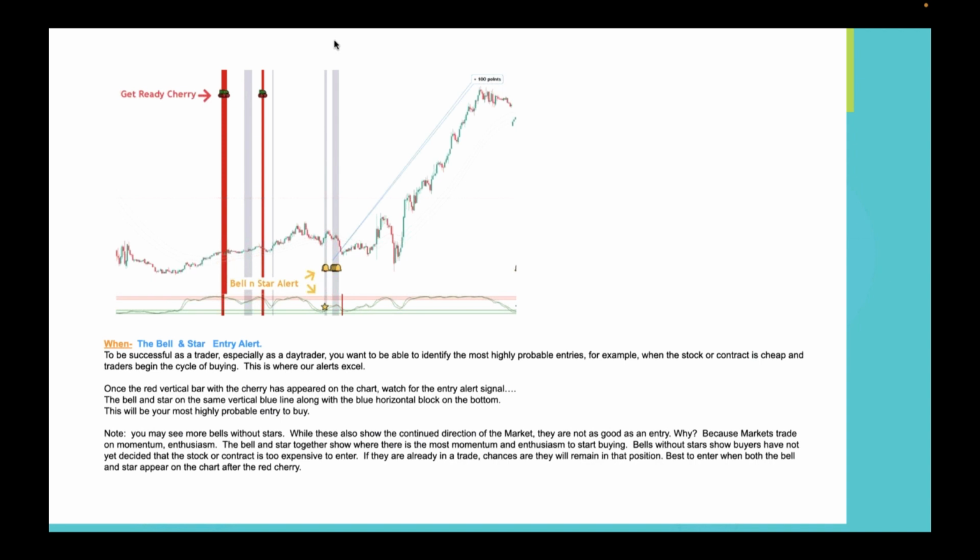So to be successful as a trader, especially as a day trader, you want to be able to identify the most highly probable entries. For example, when the stock or the contract is cheap and traders begin the cycle of buying, this is where the alert excels. So once the red vertical bar with the cherry has appeared on the chart, watch for the entry alert signal. The bell and the star and the same vertical blue line along the blue horizontal block on the bottom. This will be your most highly profitable entry to buy.